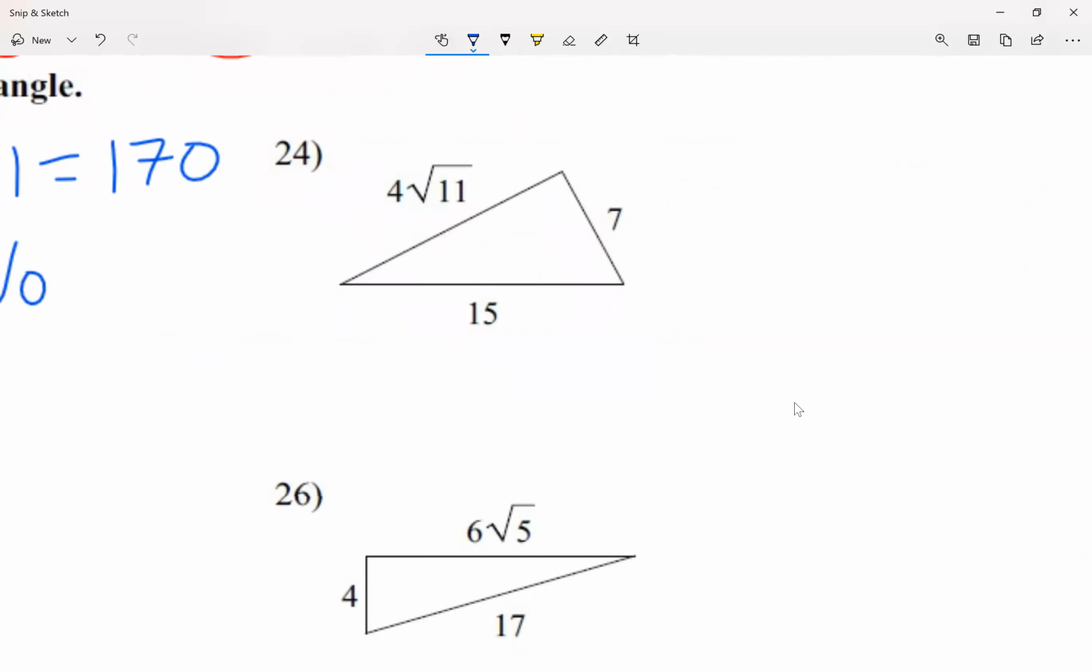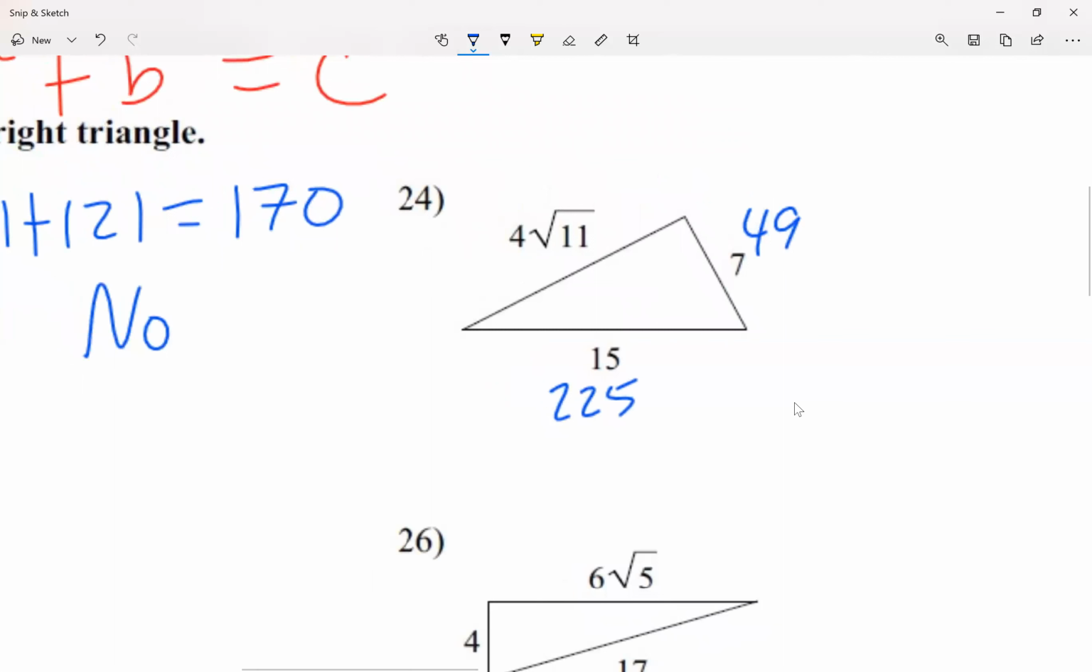Now let's take a look at number 24. Let me square everything, right? 7 squared is 49. 15 squared is 225. It's easy to square a whole number because it's multiplied by itself. It was easy when we only had a radical, right? We saw that in question 23. But now, what happens when we have a whole number and a radical? If I only had the 4, 4 squared is 16. Let me put that inside parentheses. If I only had the radical 11, squared is 11, because remember, I just get the number inside.